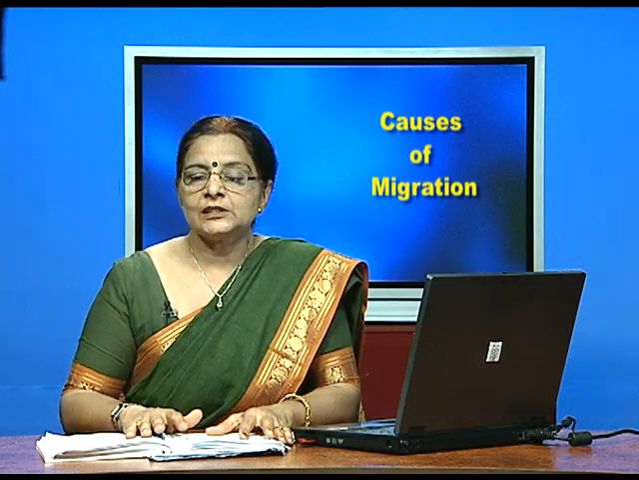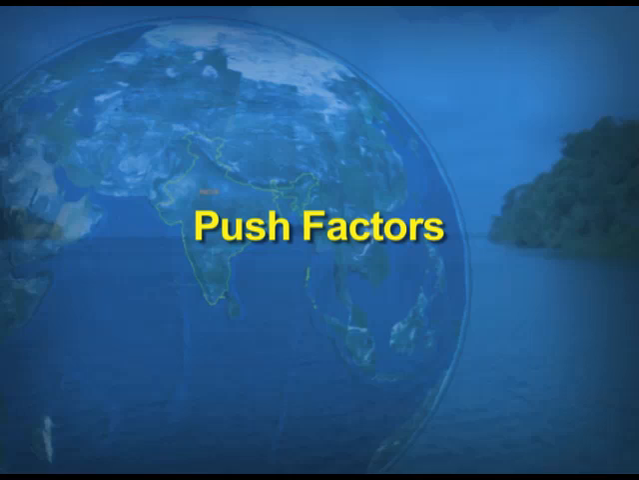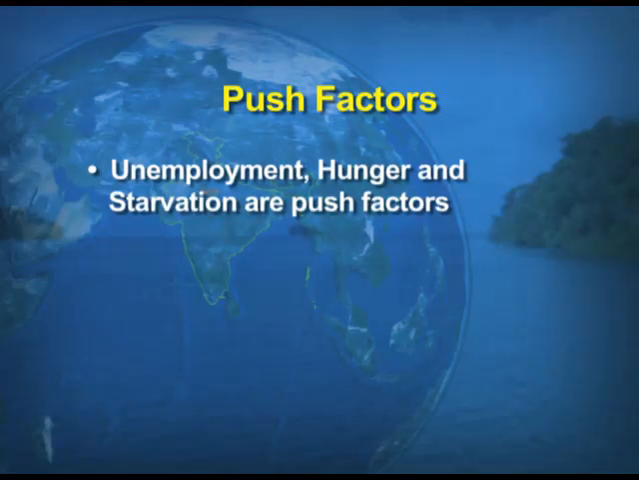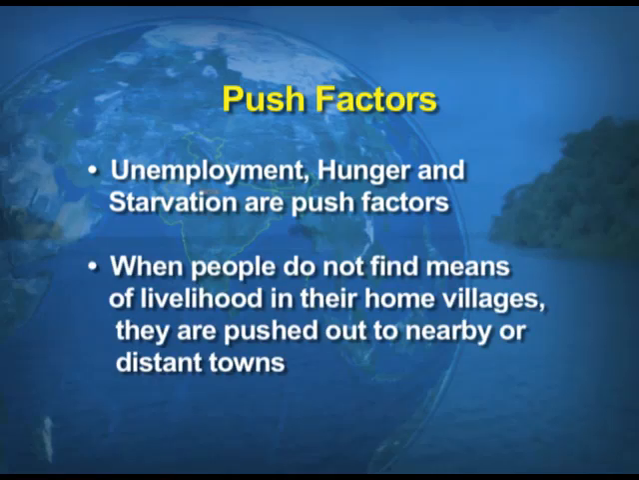Now, we take up the push factors. Push means pushing the people from one area to another area. These are generally the negative factors. For example, unemployment, hunger and starvation are the basic push factors that force people to move from their place of residence to another place. When people do not find the means of livelihood in their home villages, they are pushed out to nearby or distant towns. So, the push factors may make people migrate short distances or long distances.